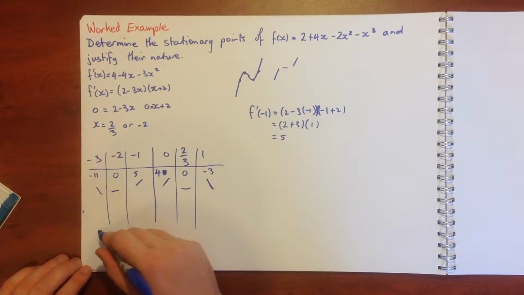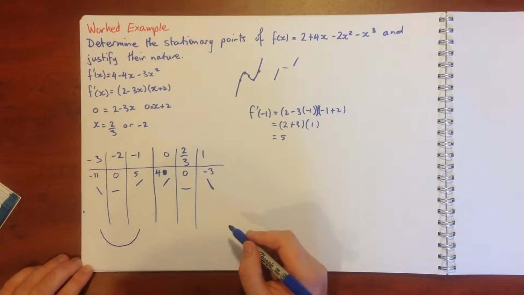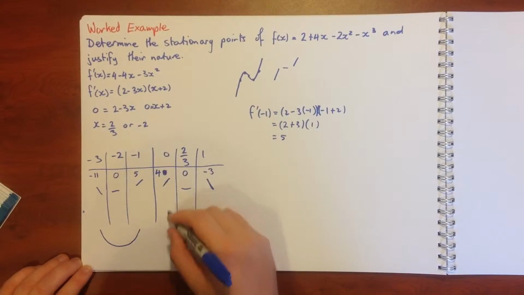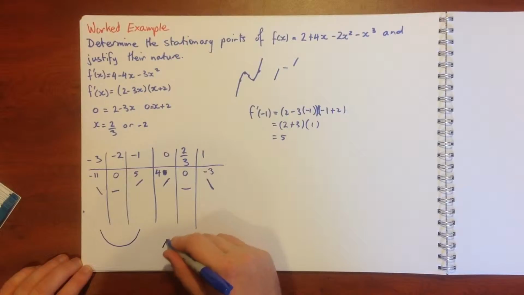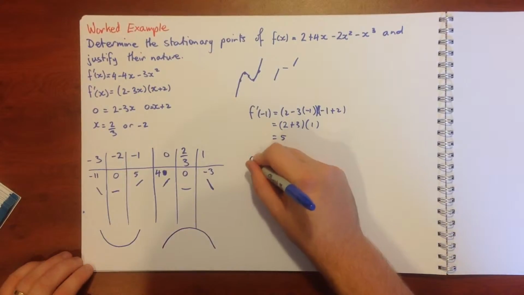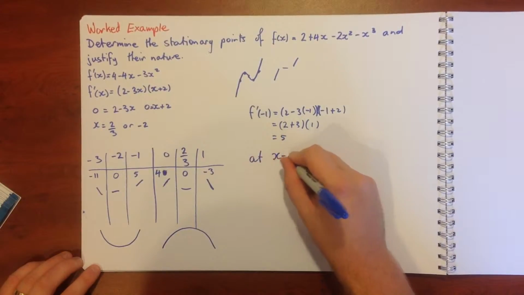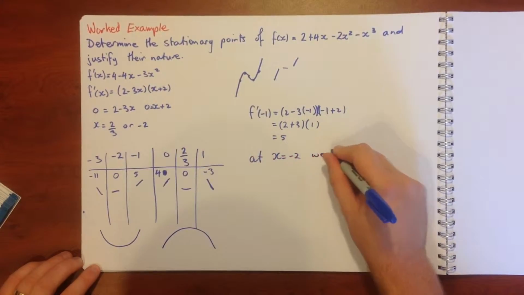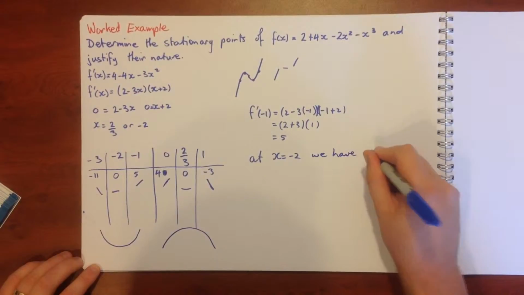You can see here we get the overall shape there, negative, then 0, then positive, so that one's going to be a minimum. And the overall shape here is positive, then 0, then negative, so we're going to have a maximum. So at x equals -2, we have a minimum.